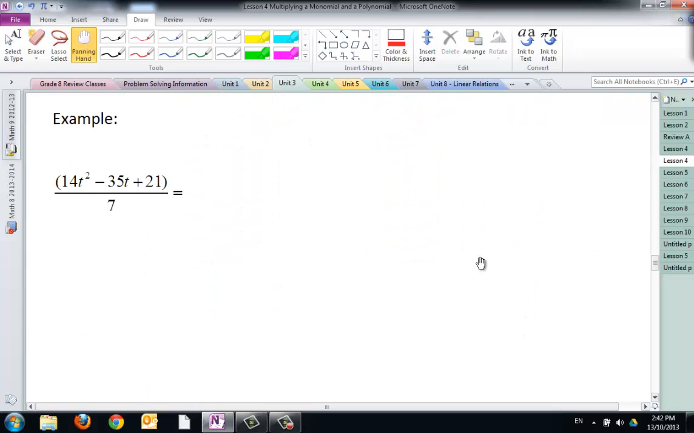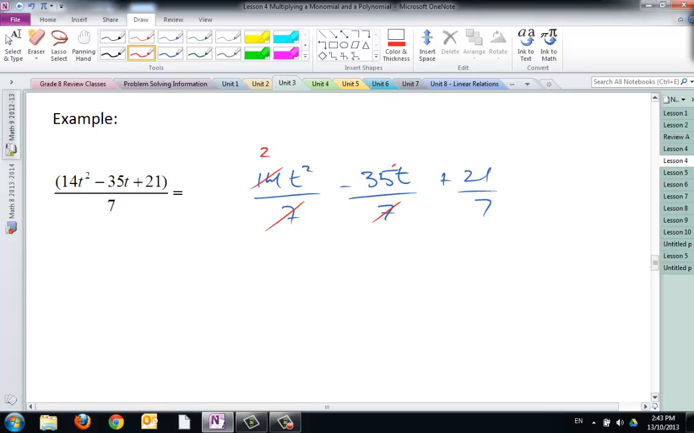So let's look at an example. I've got a trinomial being divided by a monomial. In this case, the monomial is 7. I take 14t squared, put that over 7. I have a minus sign next, so I go minus 35t divided by 7, and plus 21 divided by 7. I can now do some simplifying. I know that 7 goes into 14 and leaves me with 2. 7 goes into negative 35 and leaves me with a negative 5. Remember to make sure that I keep my signs straight there. And 7 goes into 21 and leaves me with 3. So this is 2t squared minus 5t plus 3.